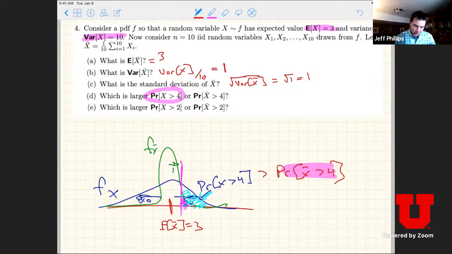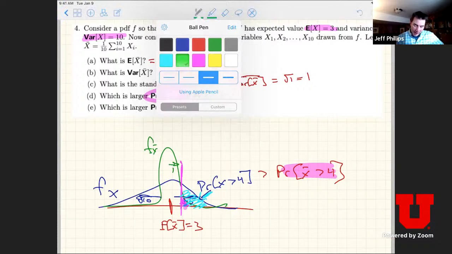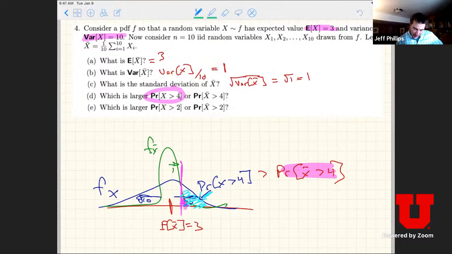For the next question, which is greater, x greater than 2 or x bar greater than 2. So now we're looking at the other side. We're looking in this direction. So now you can kind of look at it as kind of the negative of the previous question.